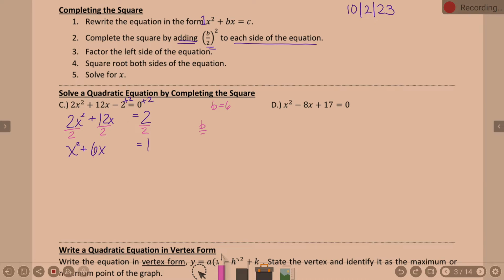Then I'm going to do b divided by 2 quantity squared. So that means 6 divided by 2 quantity squared. 6 divided by 2 is 3, and 3 squared is 9. What do I do with that 9? Put it back in there. We're going to add it onto each side of the equation. So I'm going to put a plus 9 in that gap that I left, and a plus 9 on the right side of the equation. Okay, what about step 3?